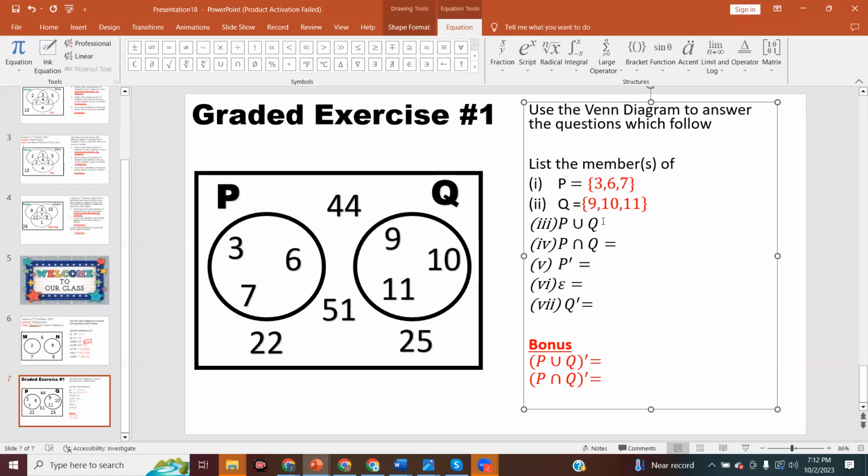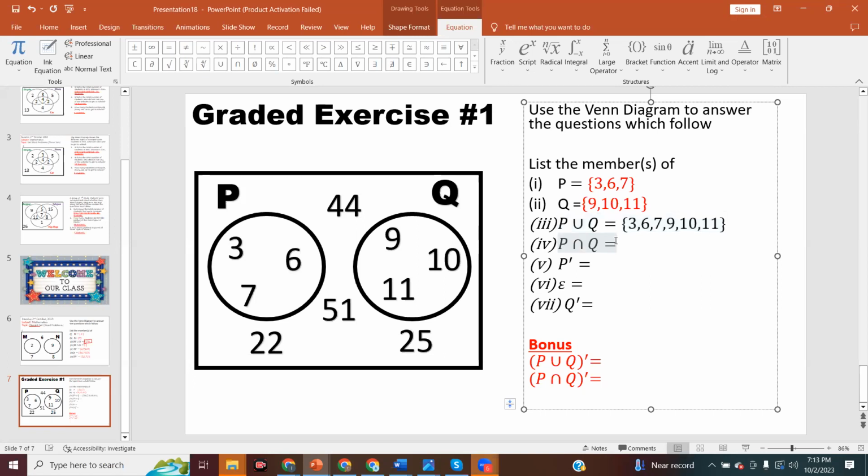This says P union Q. So what are we going to do? We're going to put all of them together, P and Q together. Let's combine them. That's 3, 6, 7, 9, 10, and 11. Very good.